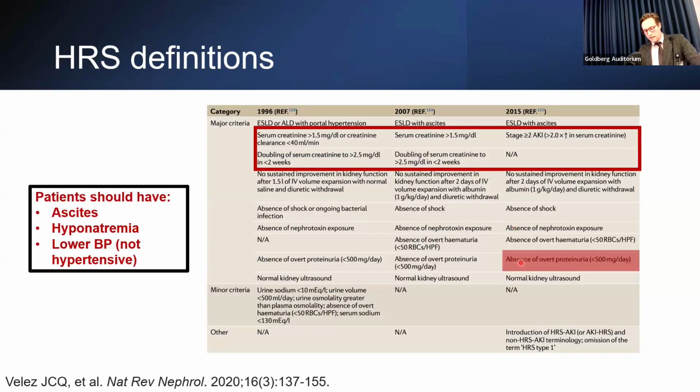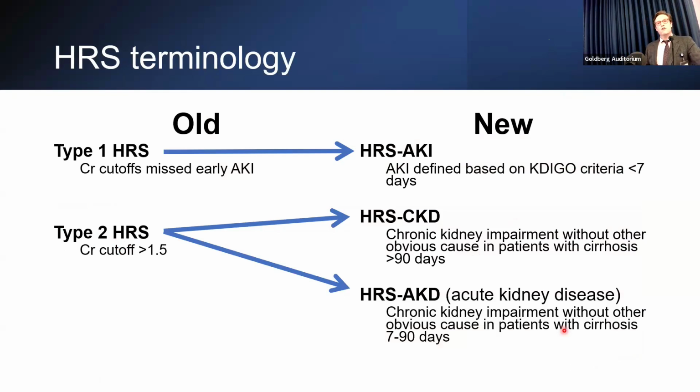I would also state that the terminology HRS type 1 and type 2 has changed to be a little bit more direct: HRS AKI or HRS CKD. HRS AKI is exactly what we think about it. It meets the definitions of AKI in the setting of HRS physiology. That used to be called type 1. Type 2 HRS was more of a chronic process. It's someone who has cirrhotic physiology that is causing slow renal vasoconstriction, likely leading to irreversible damage. We now call that HRS CKD.